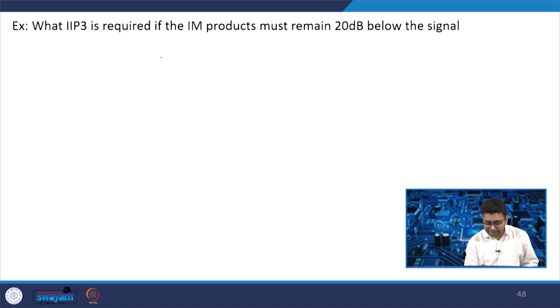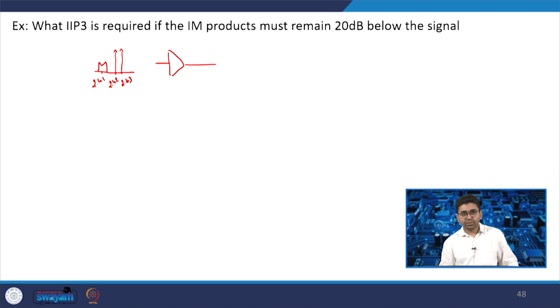So, if there is an LNA and there are two interferers coming, with frequencies of 2.42 gigahertz and 2.43 gigahertz, and your desired signal is lying somewhere here at 2.41. So, what will happen? The third order component of this interferer will come to this desired frequency band.